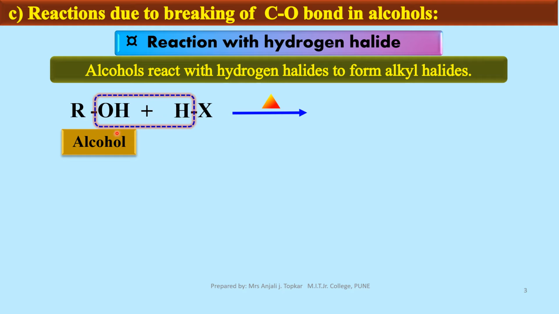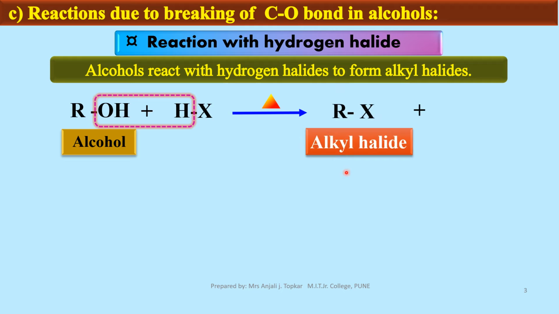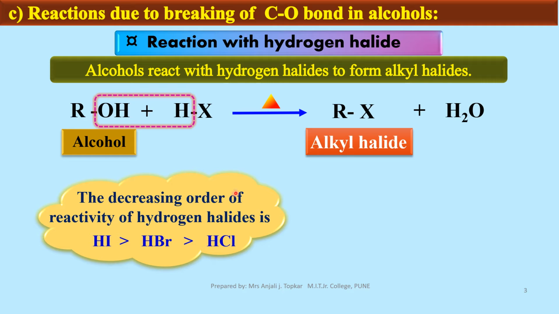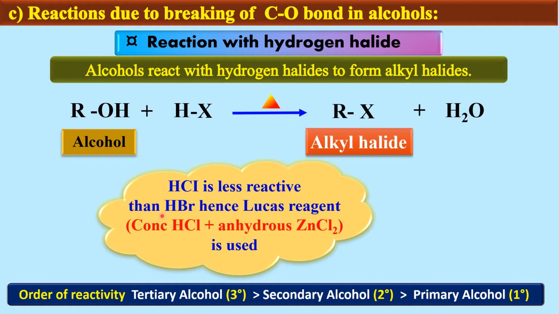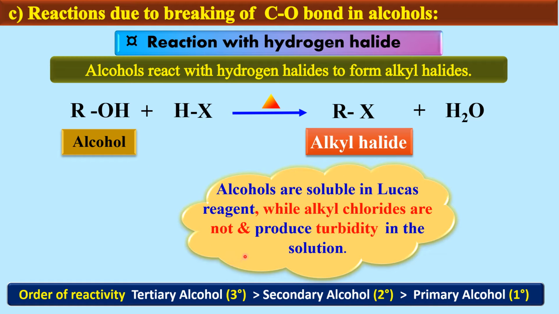As we can see here, RX, that is alkyl halide, is formed and a water molecule is removed. The order of reactivity of hydrogen halides is: HI is highly reactive, then HBr, and HBr is more reactive than HCl. HCl is less reactive than HBr, hence Lucas reagent, that is concentrated HCl plus anhydrous ZnCl2, that is zinc chloride, is used. Alcohols are soluble in Lucas reagent, while alkyl chlorides are not and produce turbidity in the solution.